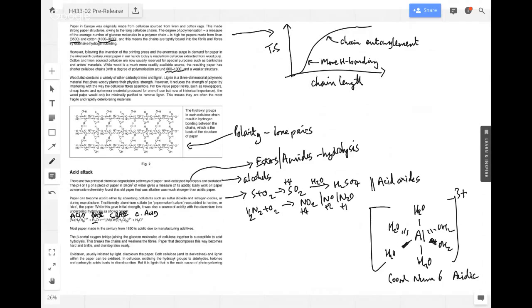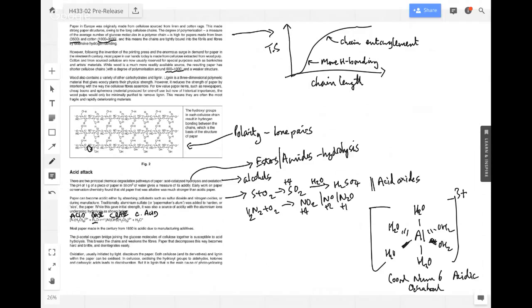So you might have something about shapes of complex ions here. This is octahedral. Okay. What else have we got in here? And it goes on to say the beta-acetyl oxygen bridge joining the glucose molecules of the cellulose together is susceptible to acid hydrolysis. So the beta-glucose bit is this oxygen bridge that you've got there.